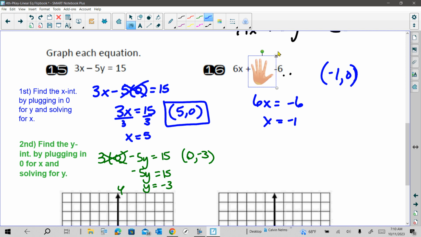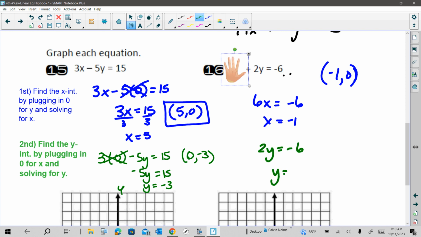Then to find the y-intercept, I'm just covering up the x and solving for y. This will become 2y equals -6, which means my y is -3. So this would be the point (0, -3). So that's like a little shortcut. If you cover up one variable, solve for the other.